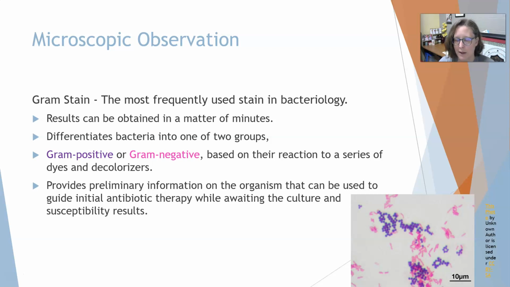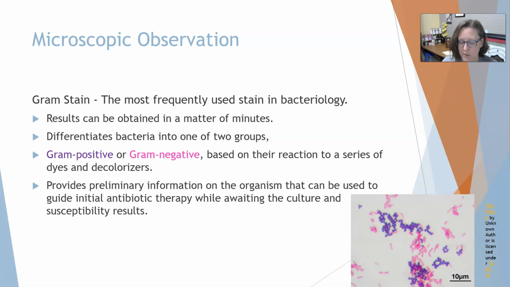And then you combine that with their morphology, which can be characterized, for example, as rods or cocci if they're round, and then whether they're in clusters or in chains, etc. That can already give the physician a clue as to what it is. For example, if you saw, as in this slide, the purple ones here, they would be gram-positive, and they are cocci because they're a little round, and they're in clusters.